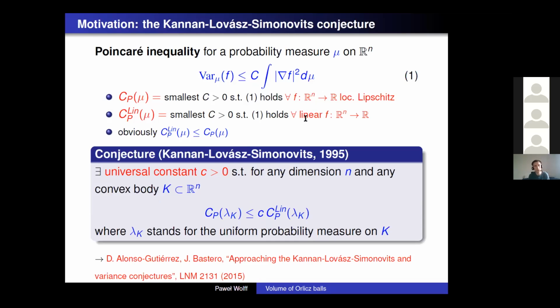Okay, so let me quickly recall what the Kannan-Lovasz-Simonovits conjecture is about. Here's one of the formulations, which is via the Poincare inequality for a probability measure on R^n. So this is the functional inequality. And we want to check such an inequality for a suitable class of functions f, namely smooth functions or locally Lipschitz functions on R^n.